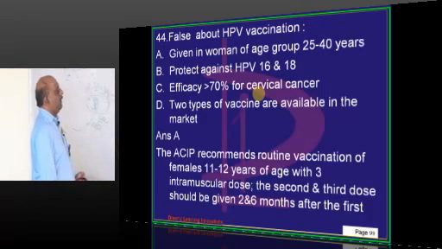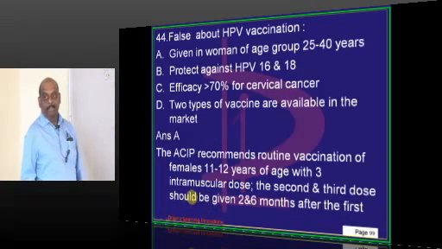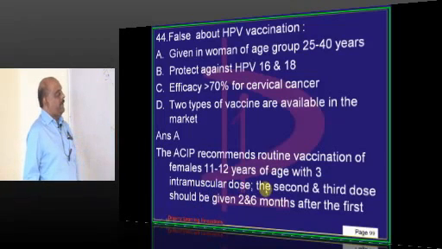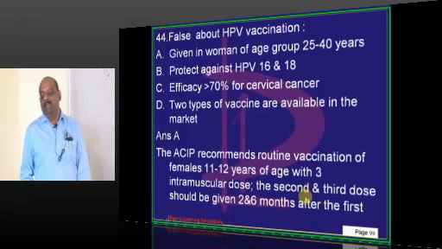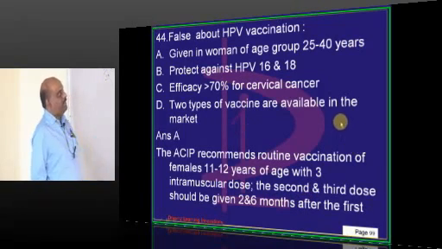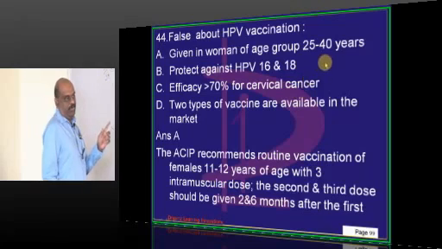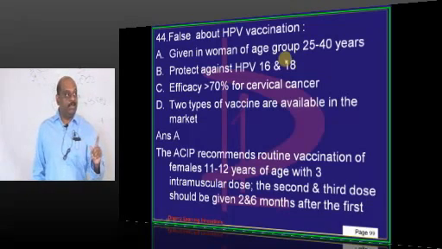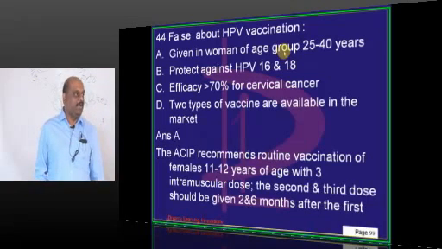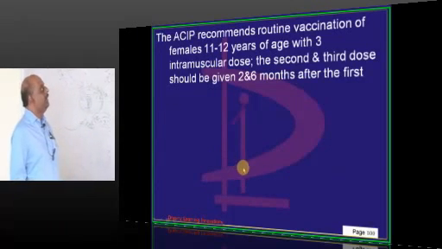HPV vaccination is typically recommended for females 11 to 12 years of age with 3 intramuscular doses. The second and third should be given at 2 and 6 months after the first. So that is the recommendation. It protects against HPV 16, 18, etc. They are all true. If you have done this question wrong, in this country the Ministry of Health has clearly said every exam should have one HPV question, otherwise the examiner will be debarred from conducting the exam. So please review, because in our country carcinoma cervix is so common.